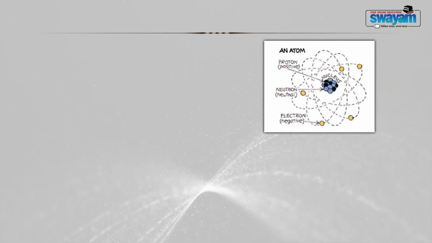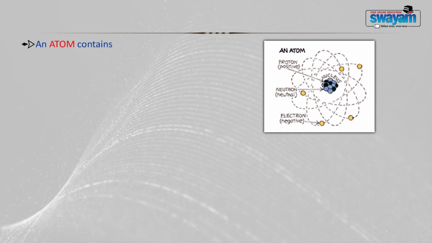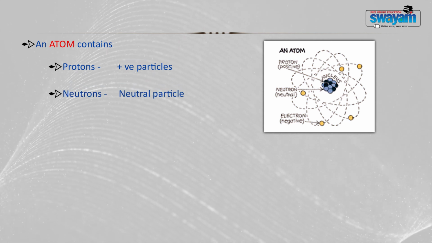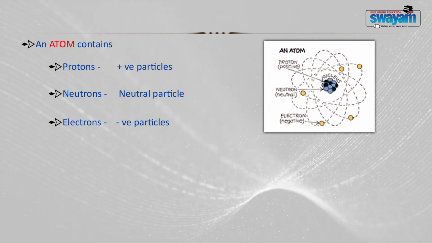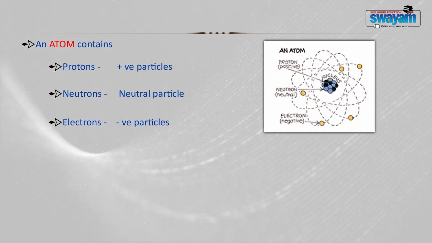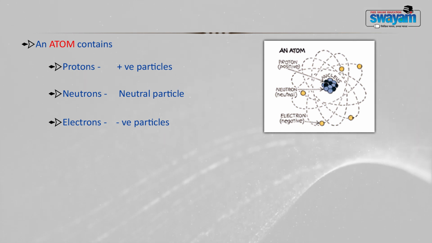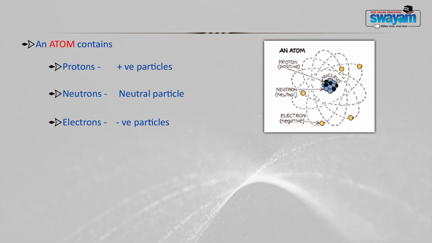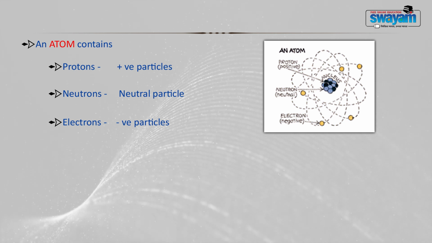In radioactivity, we have to understand the structure of an atom. You all know that an atom contains protons, neutrons and electrons. Protons are positively charged particles, neutrons are neutral particles, and electrons are negatively charged particles. Protons and neutrons are present in the nucleus of the atom, whereas electrons are present in the orbitals and rotate around the nucleus.